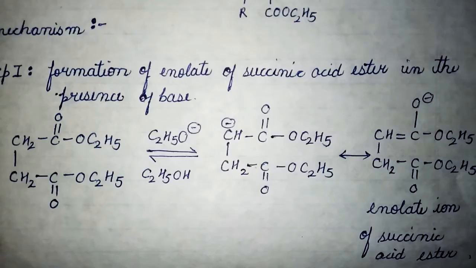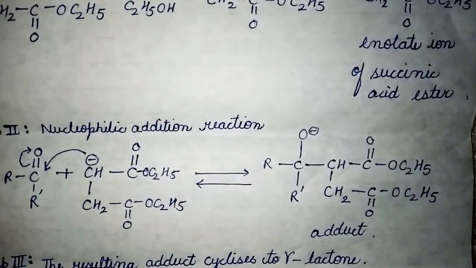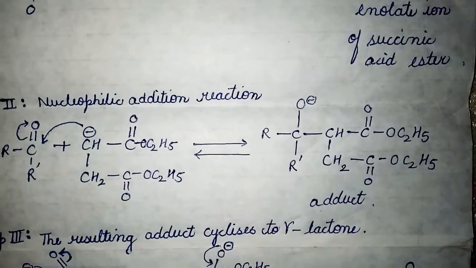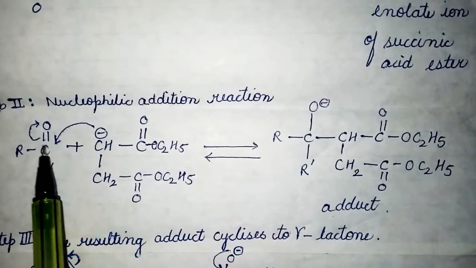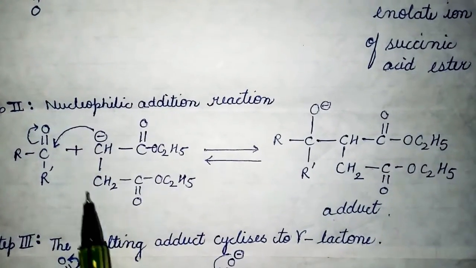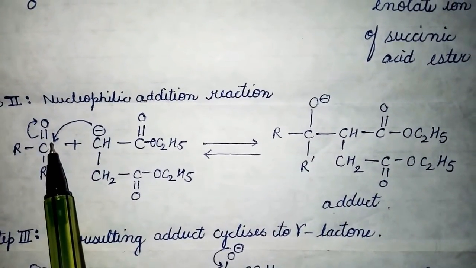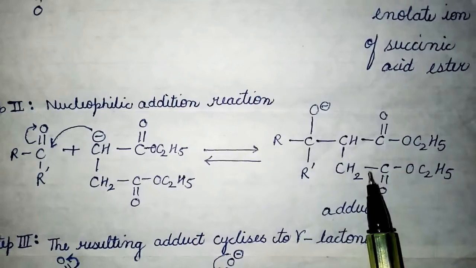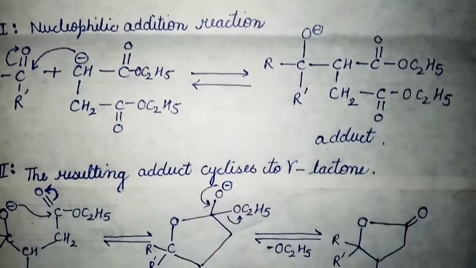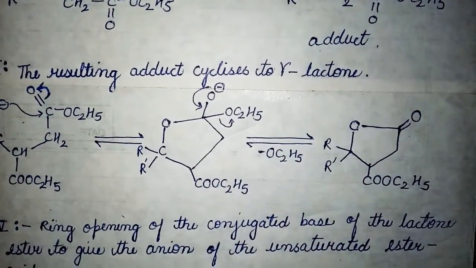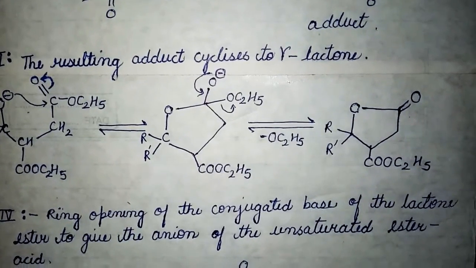Okay. Now in second step, this enolate generated will give a nucleophilic addition reaction. So here you can see this is aldehyde or ketone. This is the electrophilic site. The enolate will act as a nucleophile and will attack at this electrophilic center to give the adduct, that is alkoxide ion.